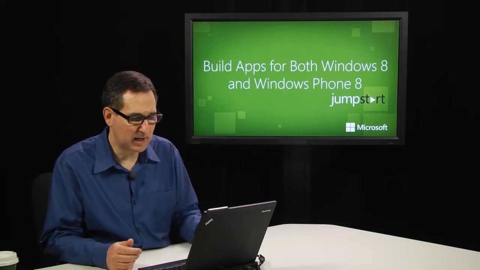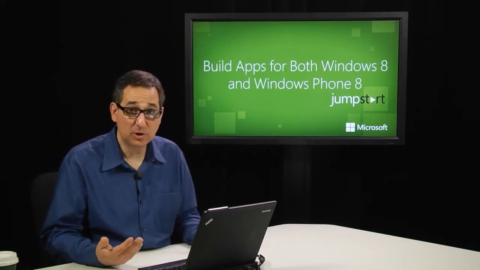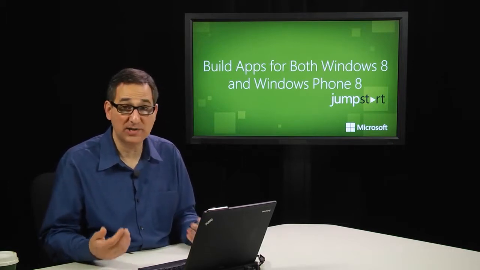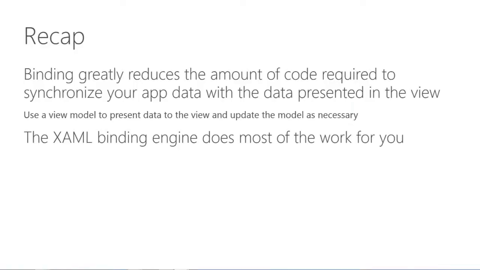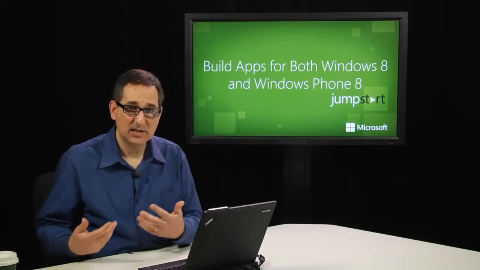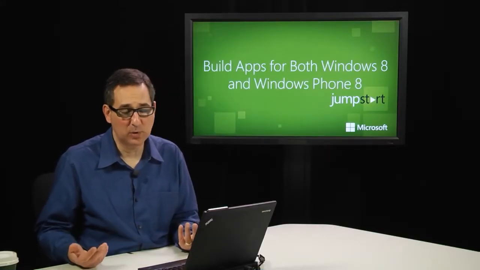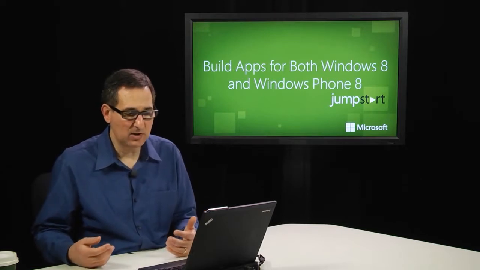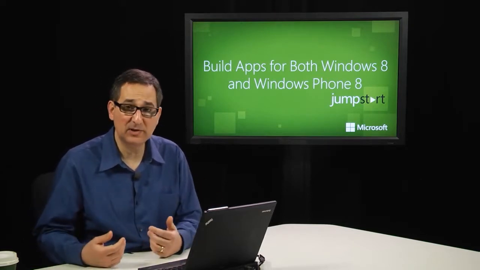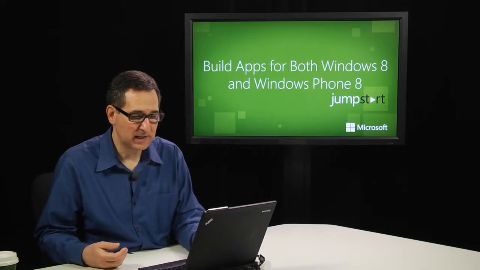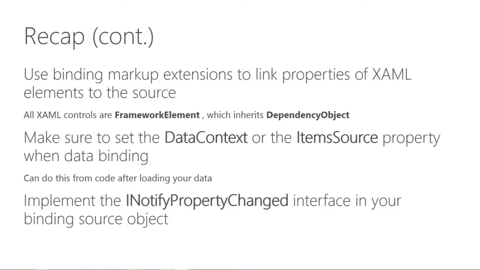So let's just recap. By binding, you're greatly reducing the amount of code that's required to synchronize your app data to the data that you're seeing in the view. Essentially, you're moving your code out of your view and code behind into your view model, where it can be managed and maintained and more easily tested. The XAML binding engine does all of the work, or most of the work, for you. All you need to do is bind and make sure that you implement certain interfaces. And you would use the binding markup extensions to link to the properties of your XAML elements.